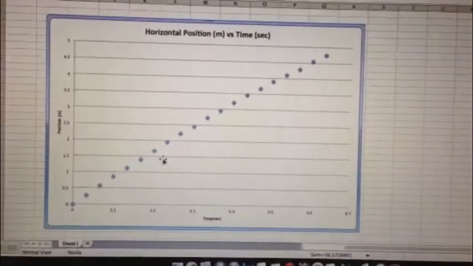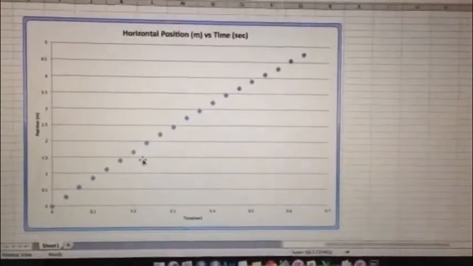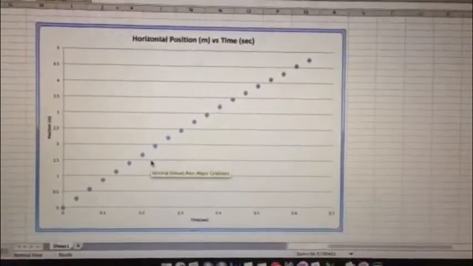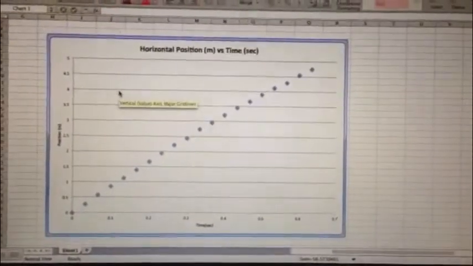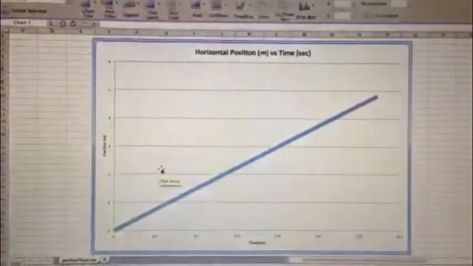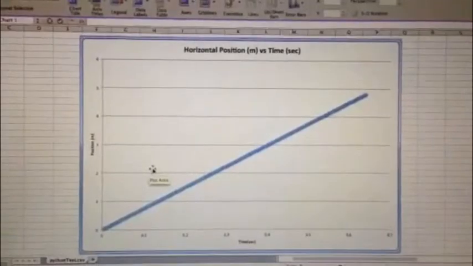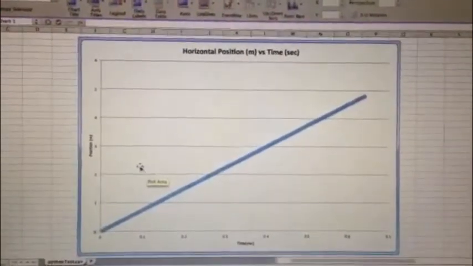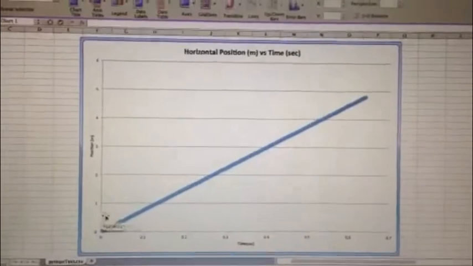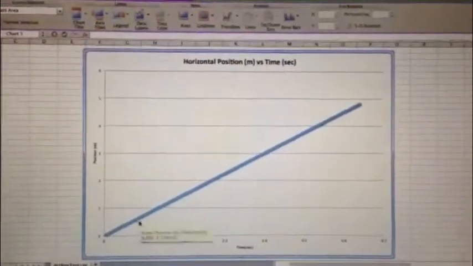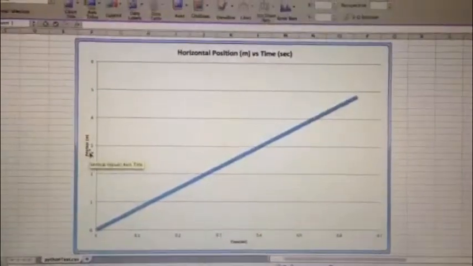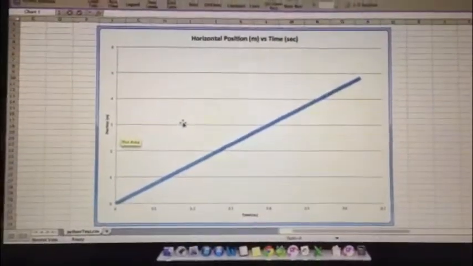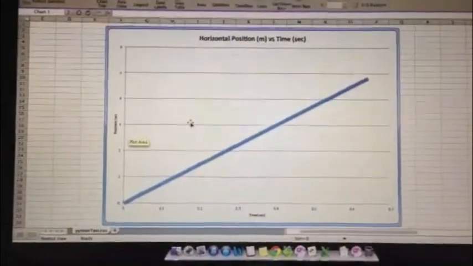When comparing the tracker data with the model data, this is the graph that I found using the tracker data, whereas this graph right here was the graph I found using the model data. The x-axis is the time in seconds, and the y-axis is the horizontal distance the car moved in meters. As you can see, the model depicts the tracker data very similarly.